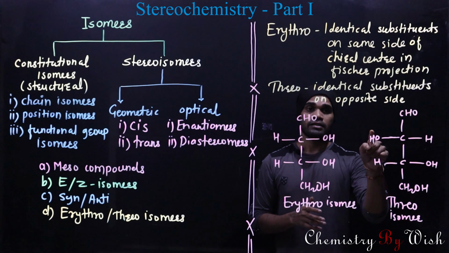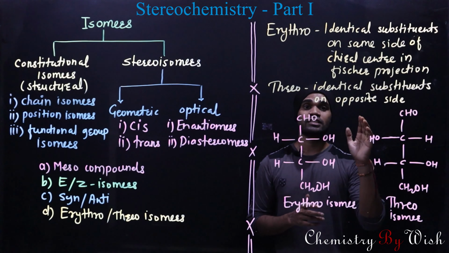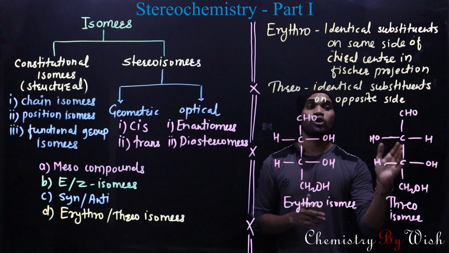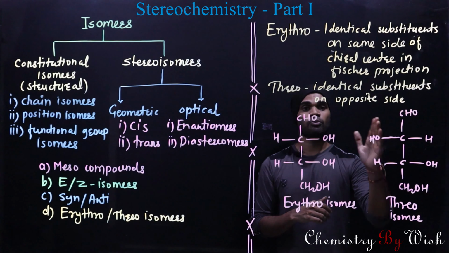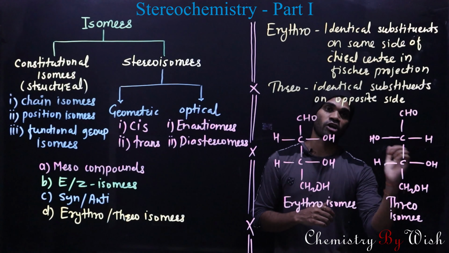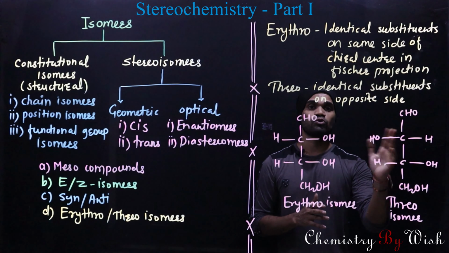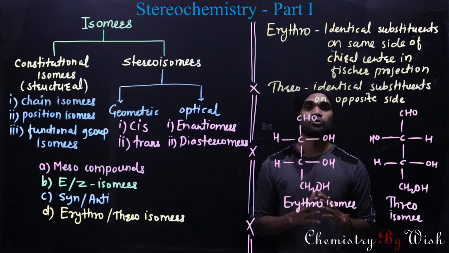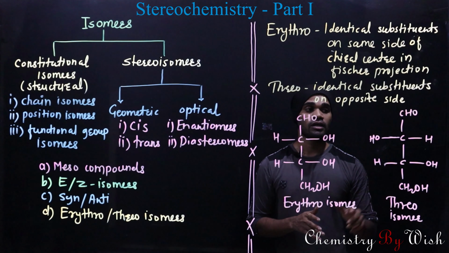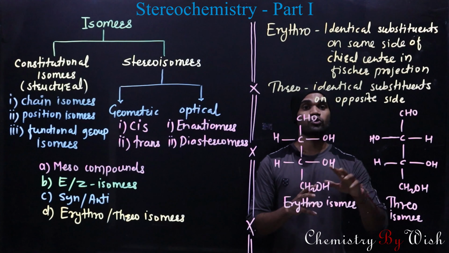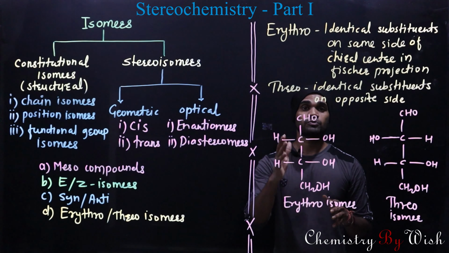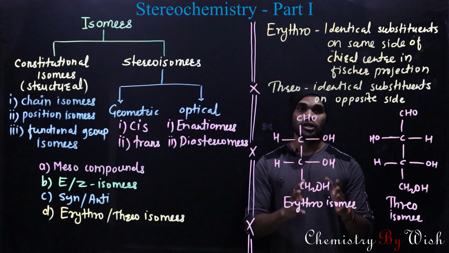But in this case, the similar groups are on different side or opposite side of the chiral center. This OH group is on this side and this OH group is on another side. So chiral center के दोनों तरफ opposite side में OH groups हैं. That's why this isomer is called as threo isomer, or the substituents are threo to each other, and in this case substituents are erythro to each other.